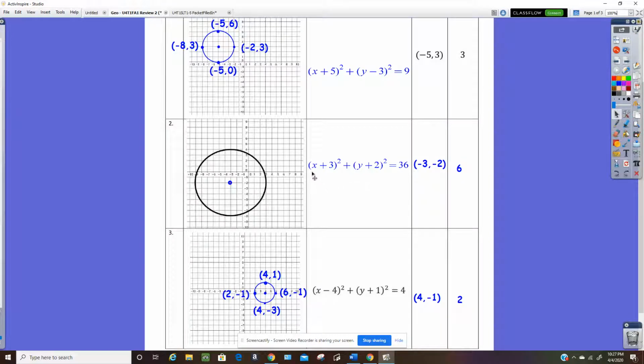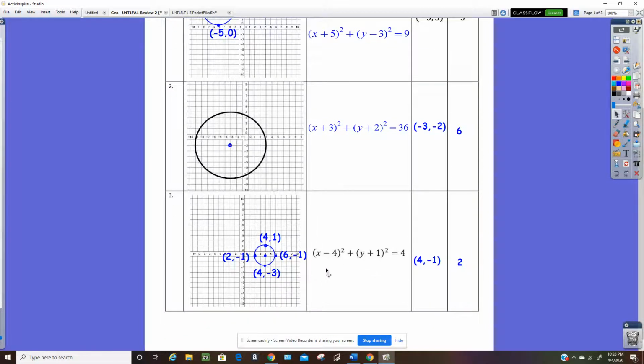And then to write the equation, x, opposite of -3 is +3, squared, plus, and then y, opposite of -2 is +2, squared, and then square this number, which 6 squared is 36. So here's the equation. So this circle was given. You had to find the radius, find the center, and then write the equation. Up to the top one, they gave you these two pieces of information. Then make the graph, and then write the equation.